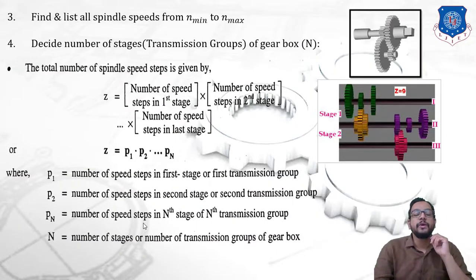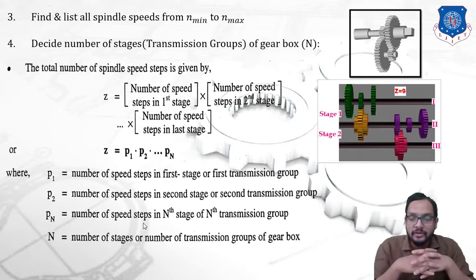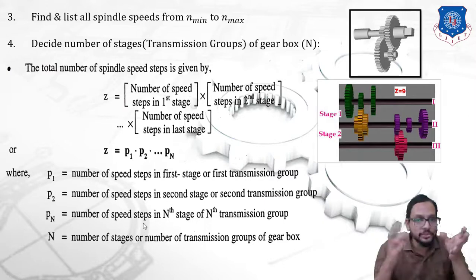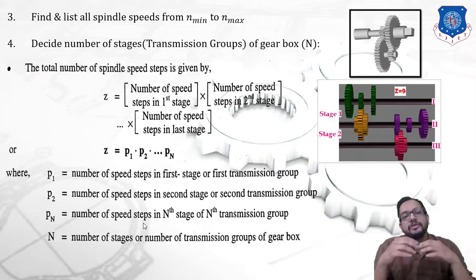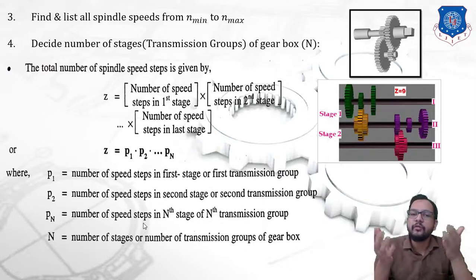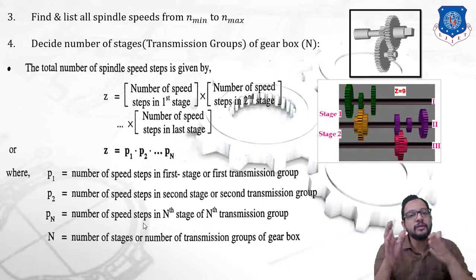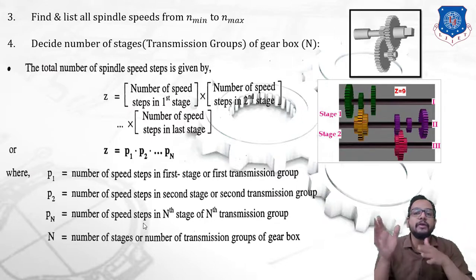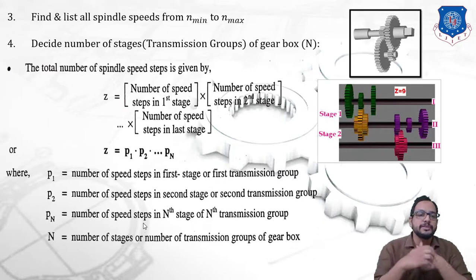Third step, we need to find and list all the spindle speeds ranging from n minimum to n maximum. Now we know that the most suitable technique to distribute speed is the geometric progression technique, right? So n minimum would be given in the data, that would be our n1. Then n2, how can we determine n2? So n2 will be equal to n1 phi, right? Then n3 will be equal to n1 phi squared, up to n max. We need to list out all the spindle speeds. Okay, so this is our step number 3.